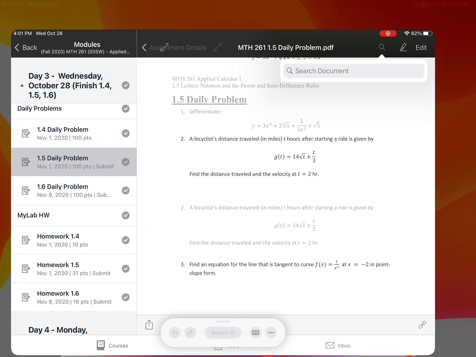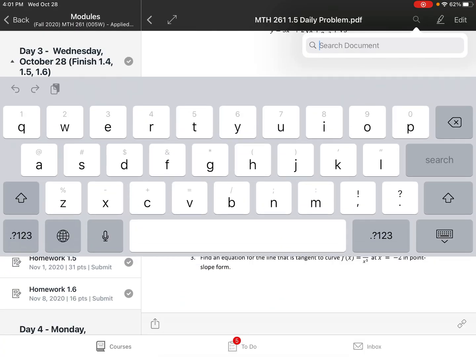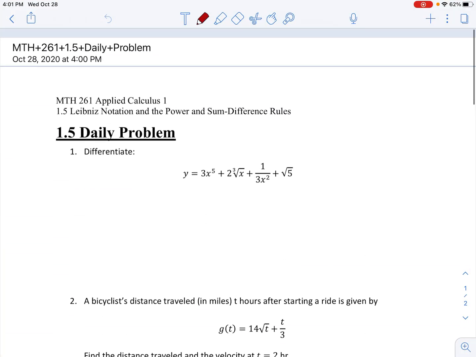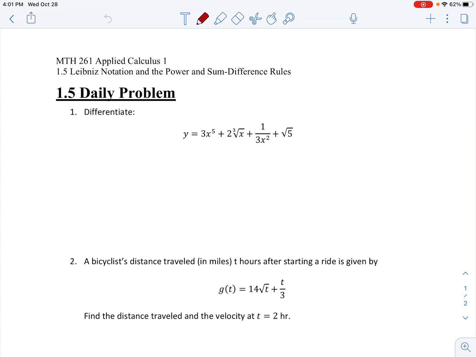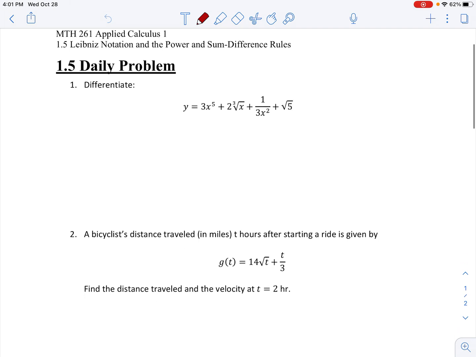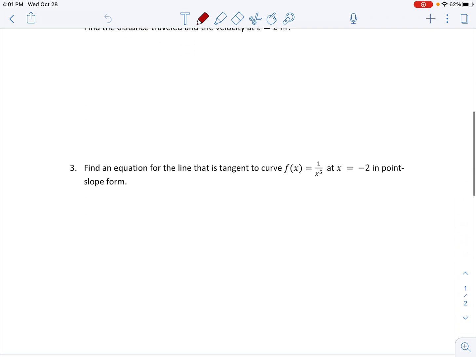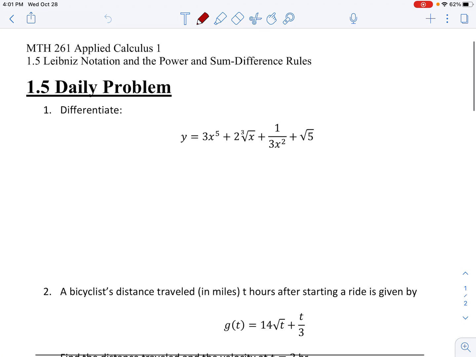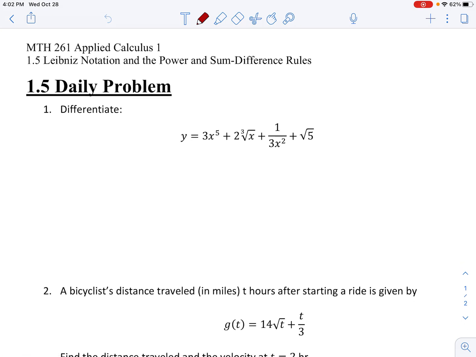In this video, we're going to find derivatives using the power rule, and I'm actually doing daily problem 1.5. This is something that we just went over today, but in case you need some help working on these three problems, in this video I will go over all three of them in detail. Okay, all right, let's differentiate this.